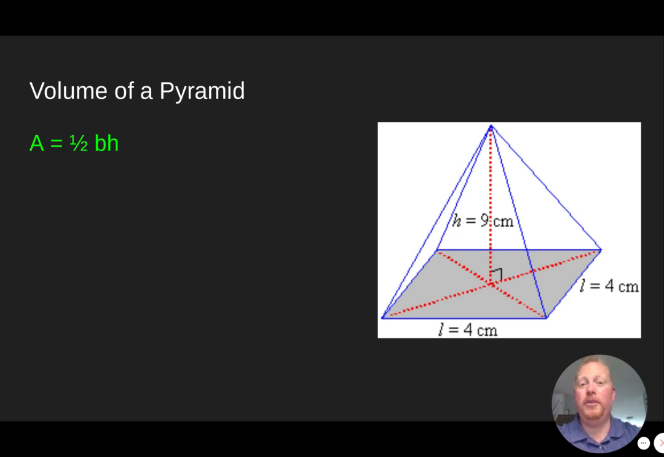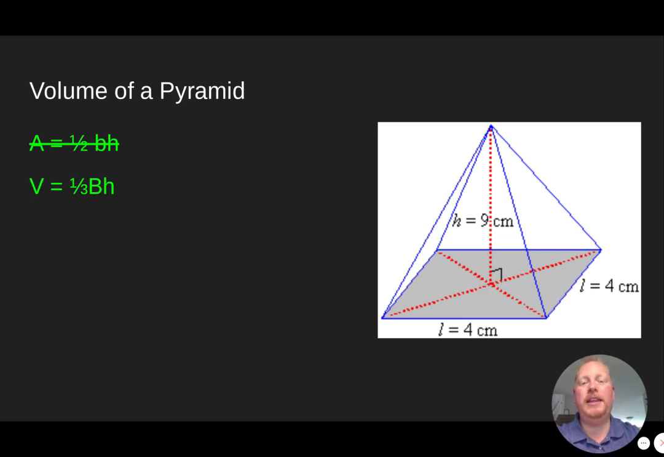So a good way to remember the formula is instead of base times height, it's going to be area of the base times height, but because it's a three-dimensional figure, it's going to be 1/3, not 1/2. Any pyramid or cone is going to have 1/3 in it because it's a three-dimensional figure. So let's use that formula. Volume equals 1/3 area of the base times height.